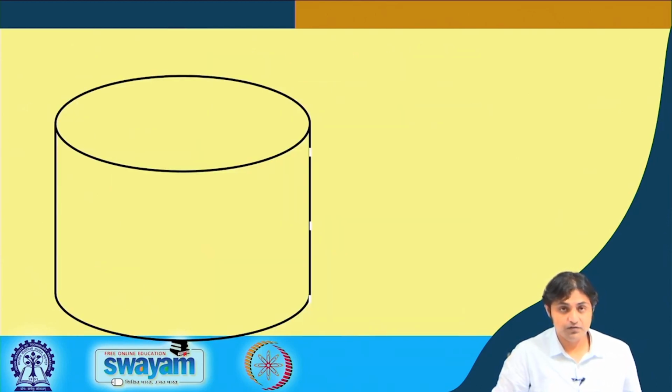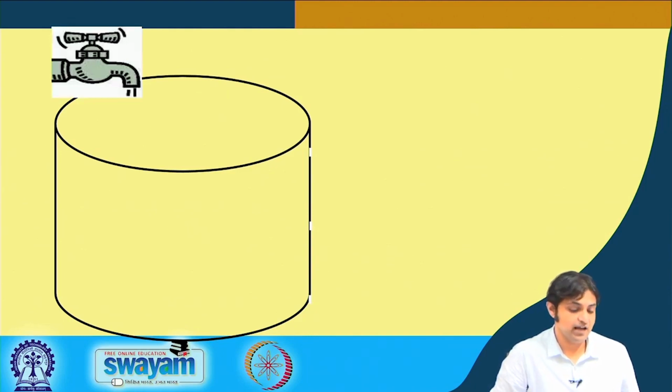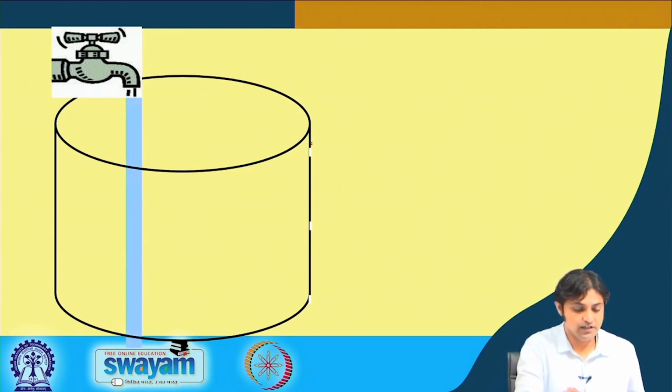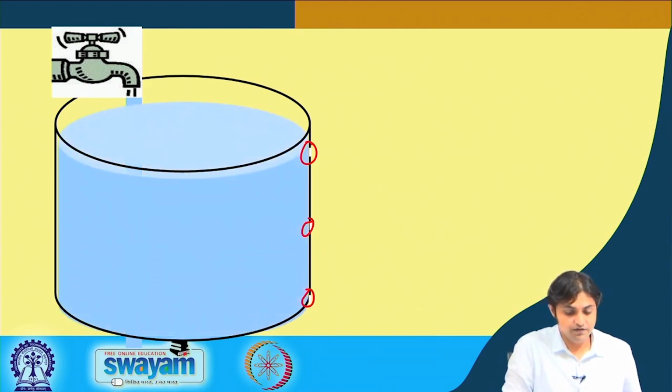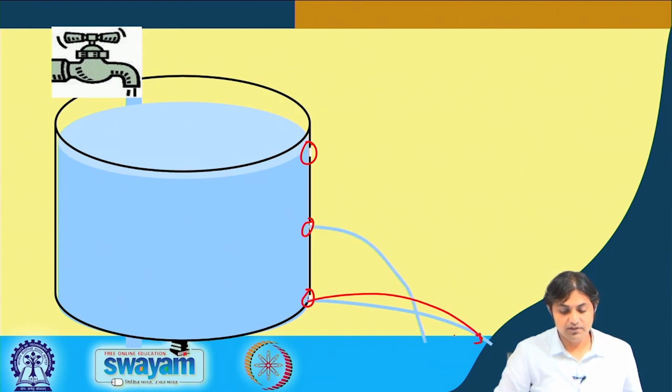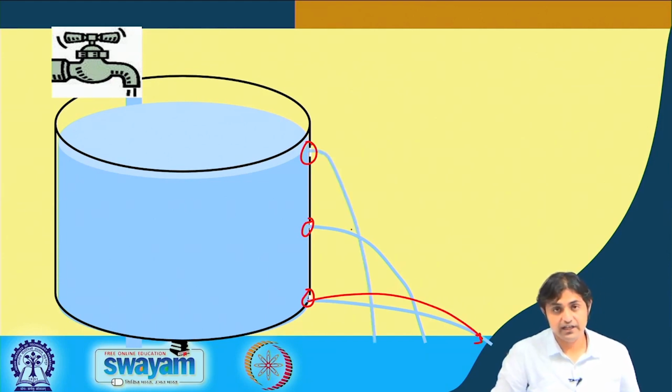This is one of the animated examples which everybody must have encountered in real life. There is a tap and this is a tank with some holes in it, or some stopper valves. The valves are here, here and here. So we start filling the water. Let's suppose water gets filled. If we open this valve, you see the water trajectory is going to be something like this. Similarly, the one above it will have a trajectory like this. The third one will have a trajectory like this.